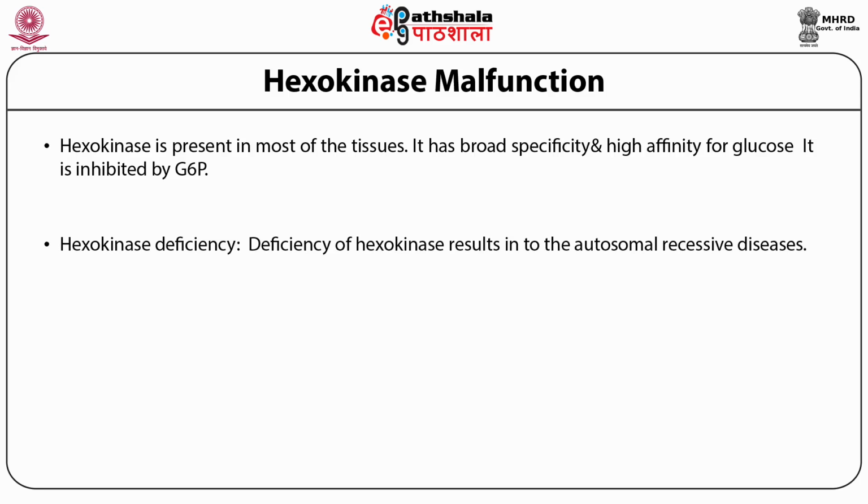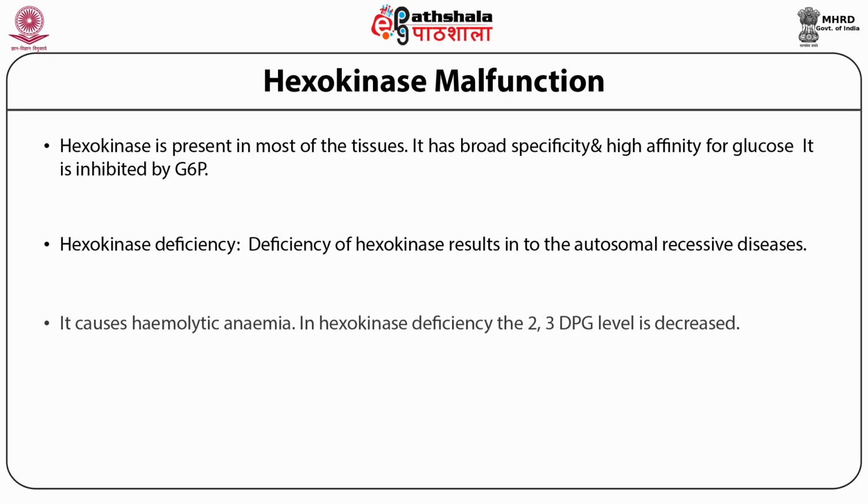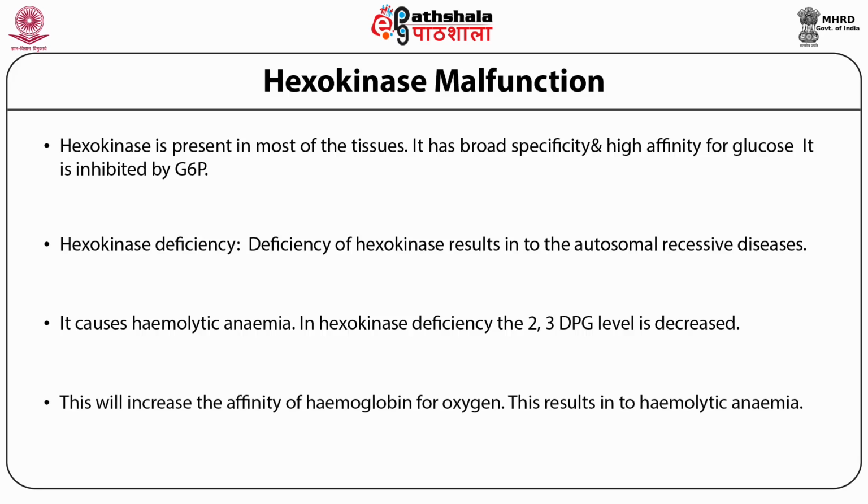Hexokinase deficiency results in an autosomal recessive disease. It causes hemolytic anemia. In hexokinase deficiency, the 2,3-diphosphoglycerate level is increased. This will decrease the affinity of hemoglobin for oxygen. This results in difficulty in releasing oxygen to the tissue. Finally, it causes tissue anoxia. ATP formation will stop and causes hemolytic anemia.